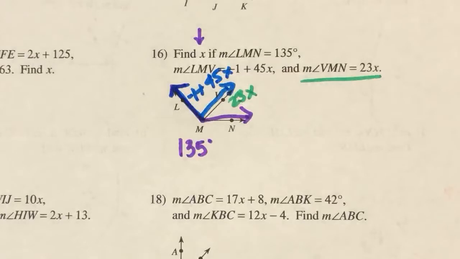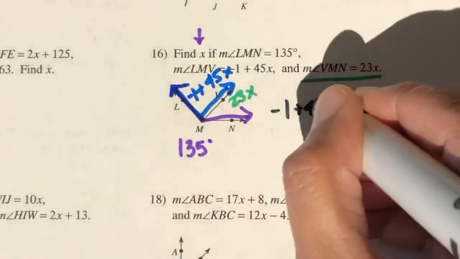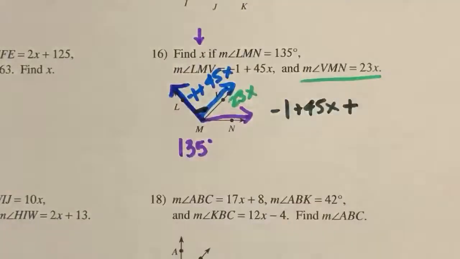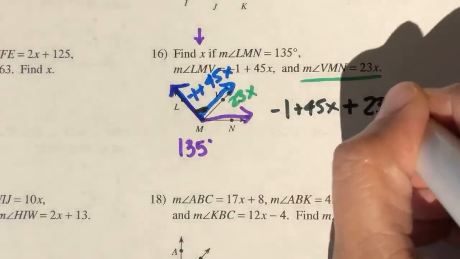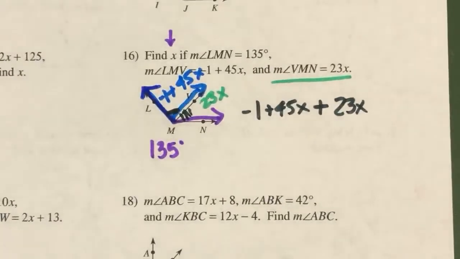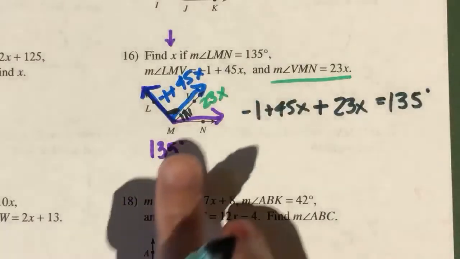And so the angle addition postulate says, if you've got a bunch of adjacent angles connected, the sum of all of the smaller angles is going to equal the value of the bigger angle. So when I set this up, I'm going to basically have -1 plus 45x, which is my LMV, this one here, plus 23x, which is this guy here, and that is going to equal 135 degrees, because 135 degrees is the entire angle.